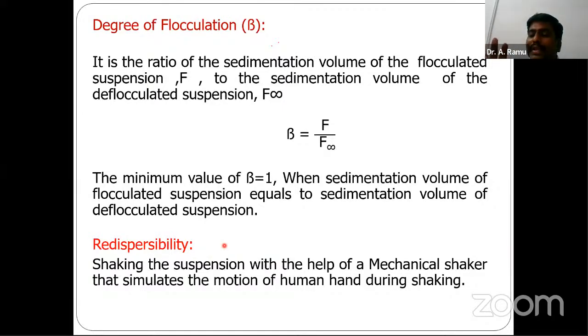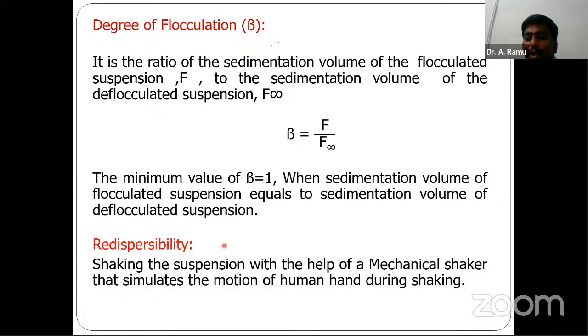By the use of this particular mechanical shaker, you can shake the suspension and see the time taken for redispersibility. If redispersibility takes place very quickly, it is considered a stable suspension. If redispersibility of the particles does not take place even after shaking for more time, it indicates that the suspension is not physically stable. So this is how we can check the redispersibility of the suspension.